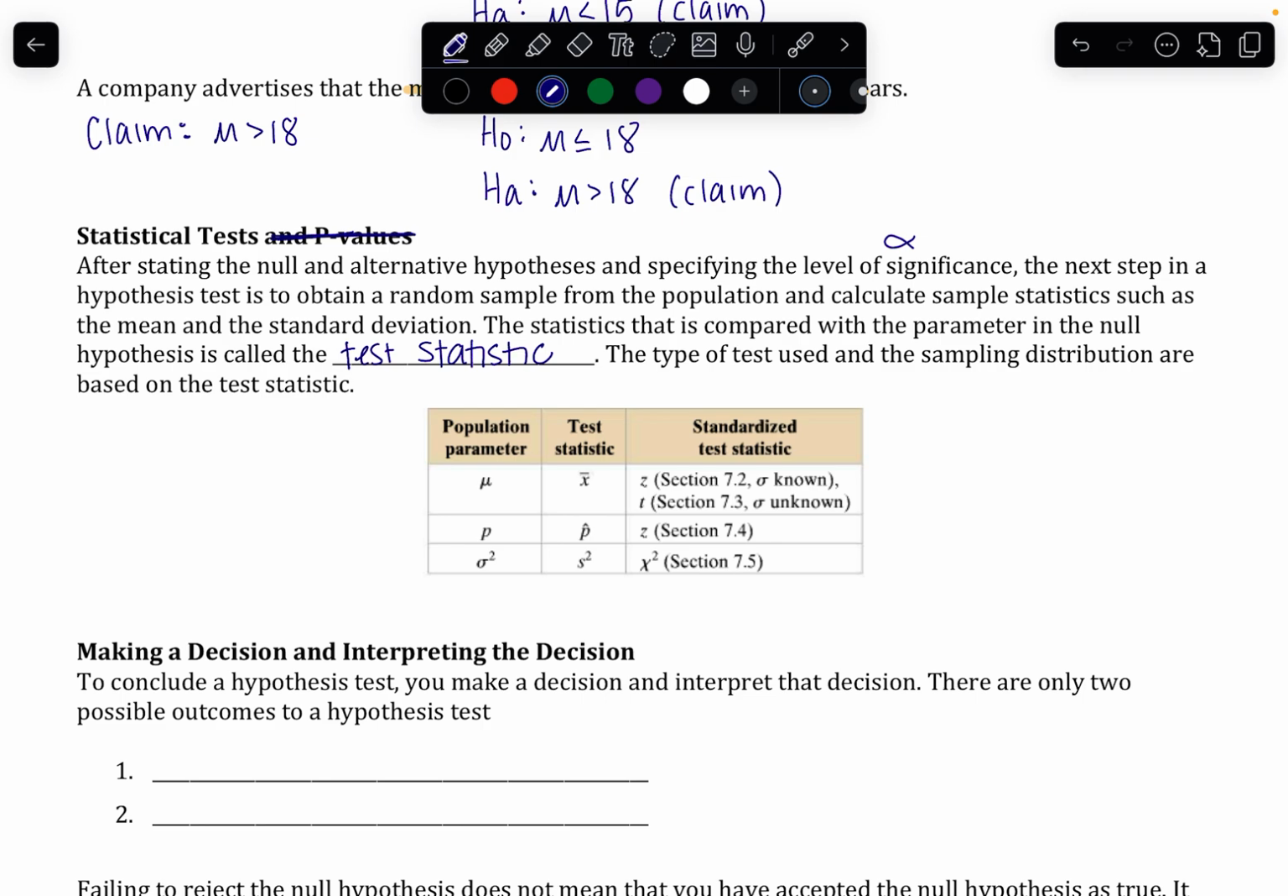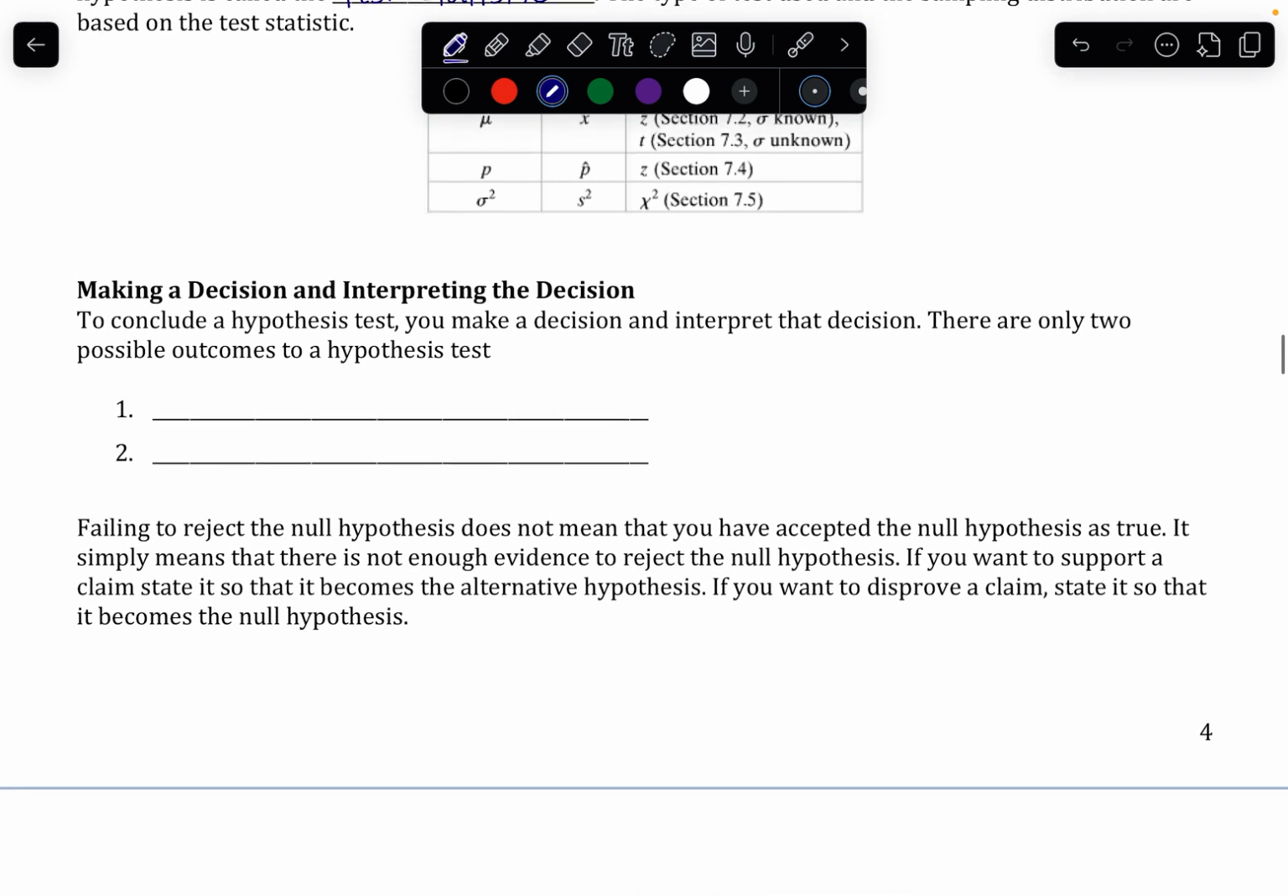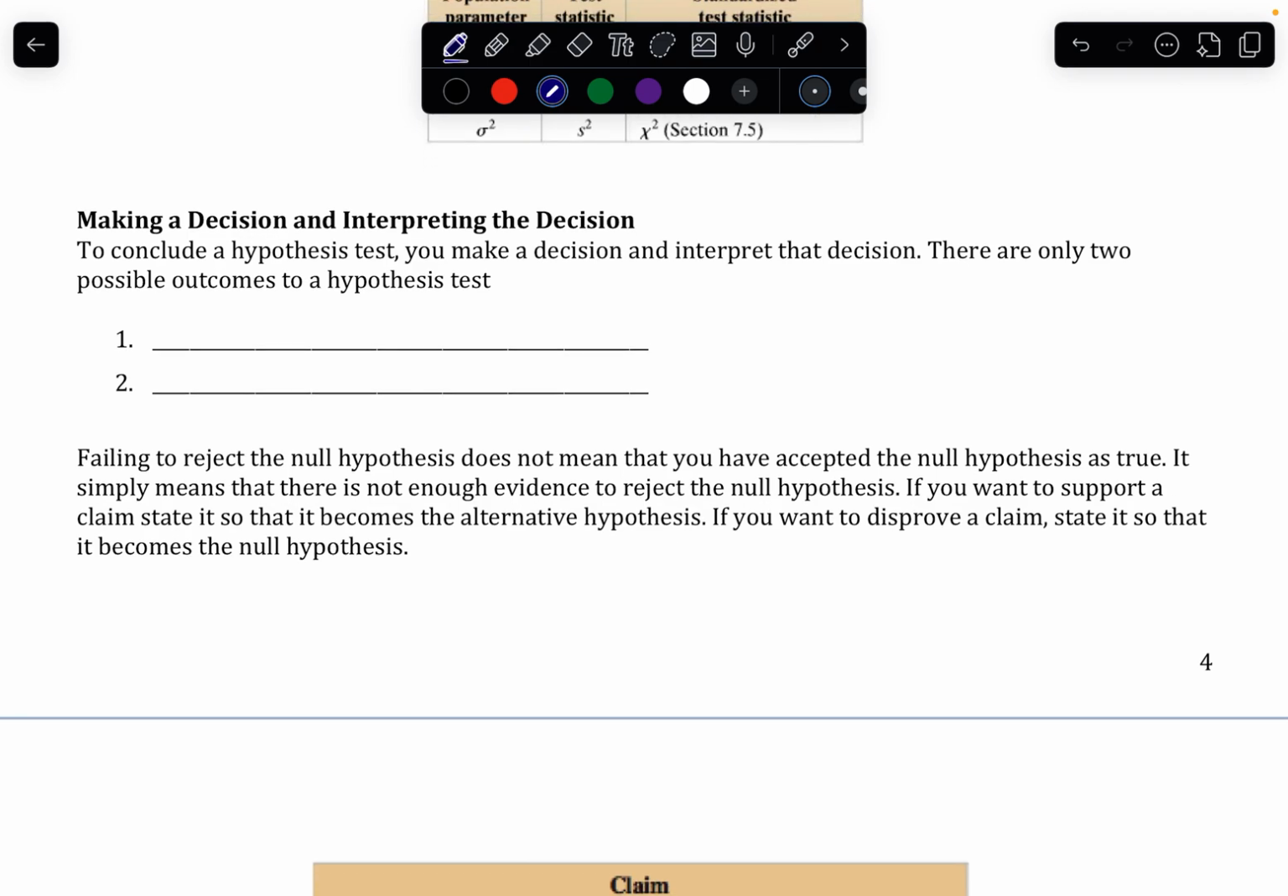The type of test used and the sampling distribution are based on the test statistic, and this is a table from your book. After we find our test statistic, we're able to make a decision and interpret the decision. To conclude a hypothesis test, you make a decision and interpret that decision, and there are only two possible outcomes. Our options are to reject the null hypothesis or to fail to reject the null hypothesis.